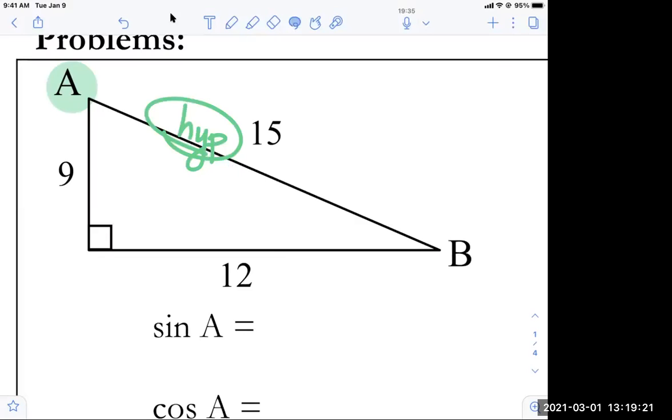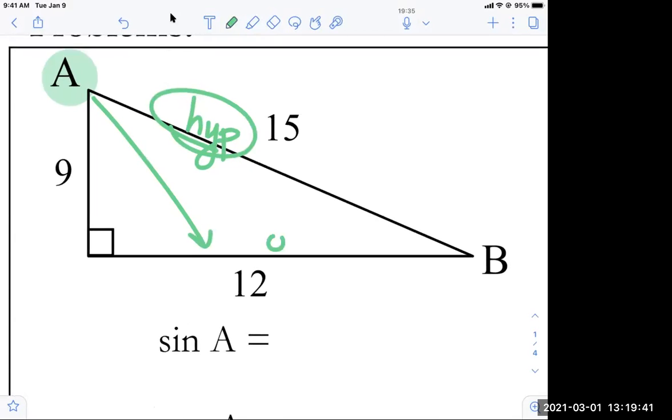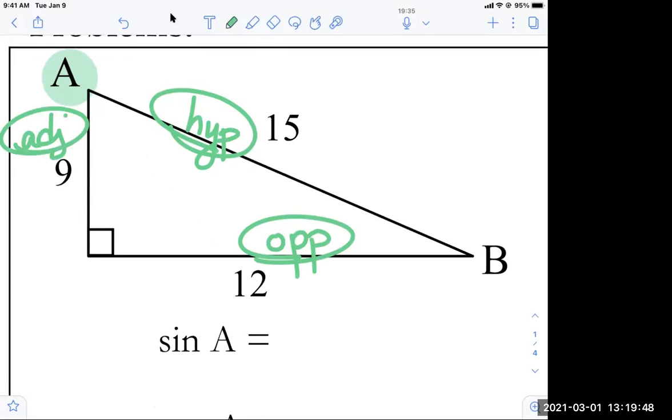Then in relation to angle A, Brooke, where would be the opposite? Where would be the adjacent? 12 is opposite and 9 is adjacent. And again, adjacent means the leg that's adjacent to the angle. The hypotenuse is also next to the angle, but it can't be called adjacent because it's the hypotenuse. Adjacent and opposite are legs. Hypotenuse is the one across the right angle.